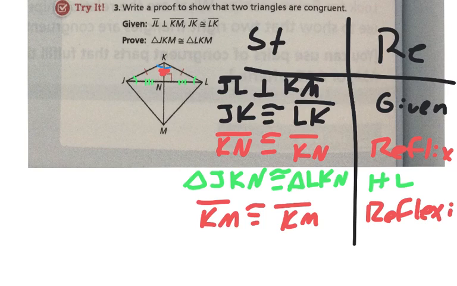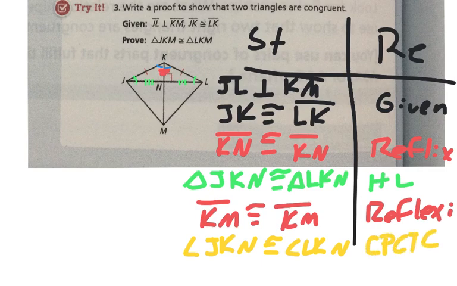And I never did state that those angles were congruent. You see my blue that's up there, the blue angles? I need to say that that's congruent. So I need to say angle JKN is congruent to angle LKN. And how did I know that? Well, because I proved those two smaller triangles congruent. And we said all the pieces had to match up. So that would be CPCTC.